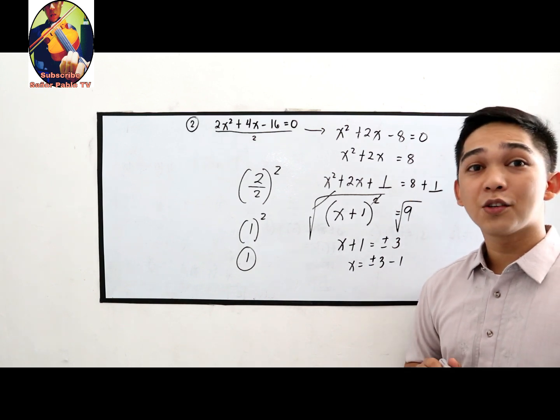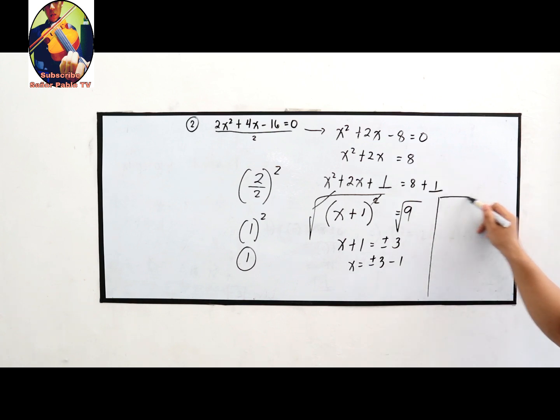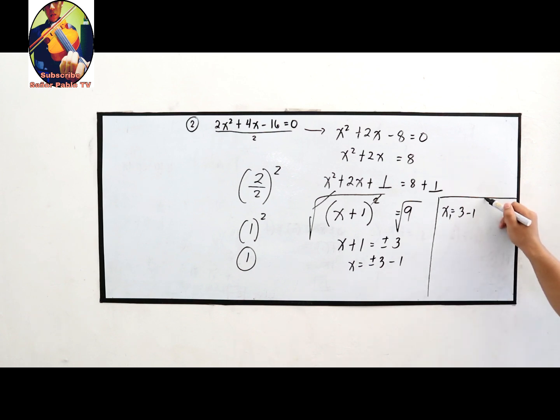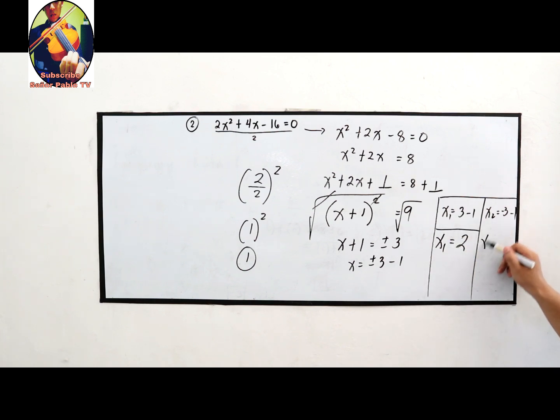So we have two values for x. Okay? So yung isa, x is equal to yung positive 3 minus 1. Let's say x sub 1 natin yan. At yung ikalawa, x sub 2, yung negative 3 minus 1. Then simplify natin. So our x sub 1 is equal to 3 minus 1, which is 2. Then we have x sub 2, negative 3 minus 1, negative 4.